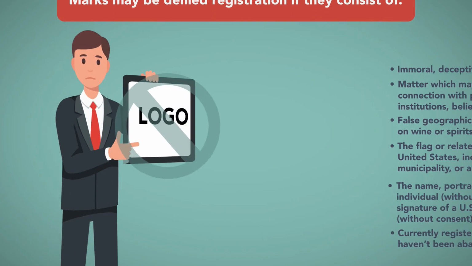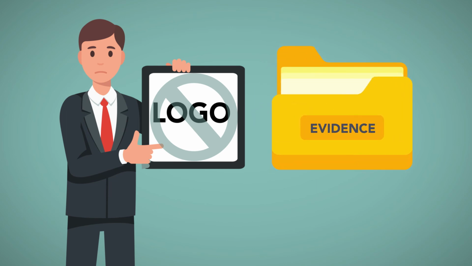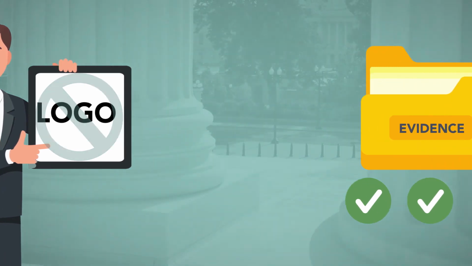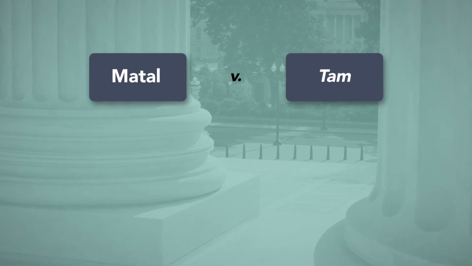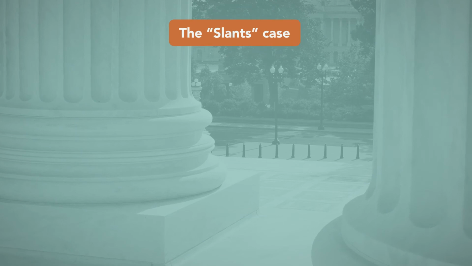There are some instances where non-eligible marks may be registered by providing evidence and support as to why a refusal should not bar registration. One such instance in which a registration refusal was overturned is seen in the 2017 Supreme Court case of Matal v. Tam, most commonly known as the Slants case.